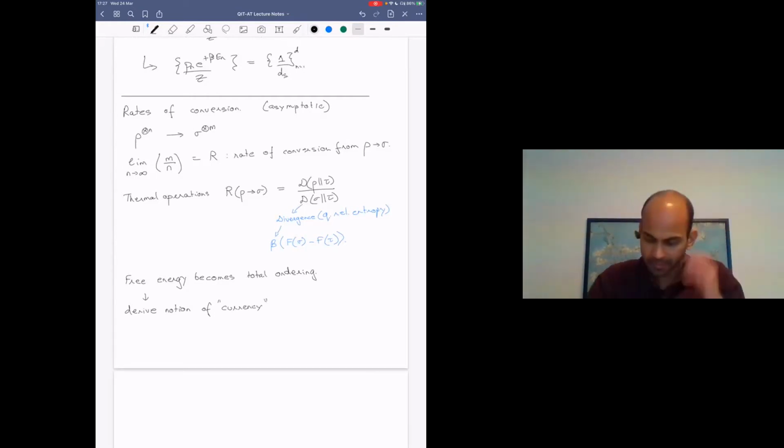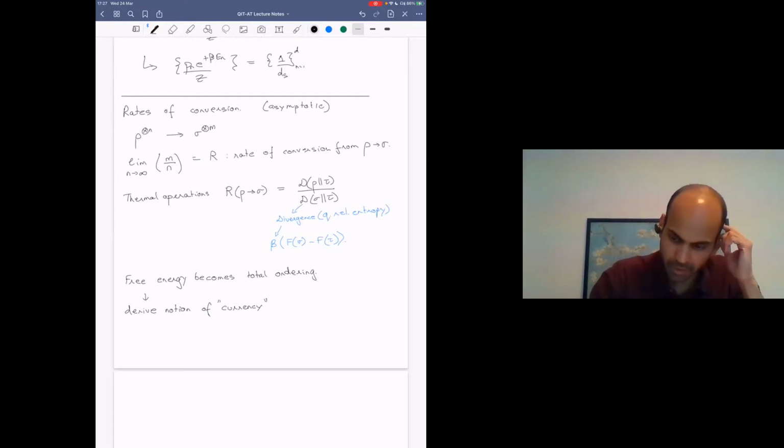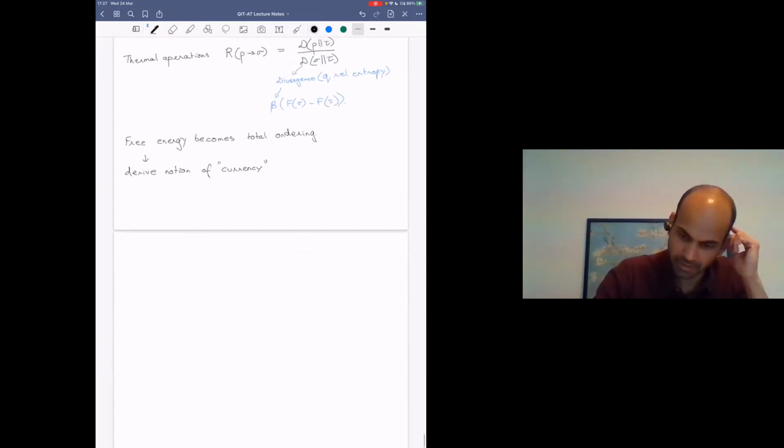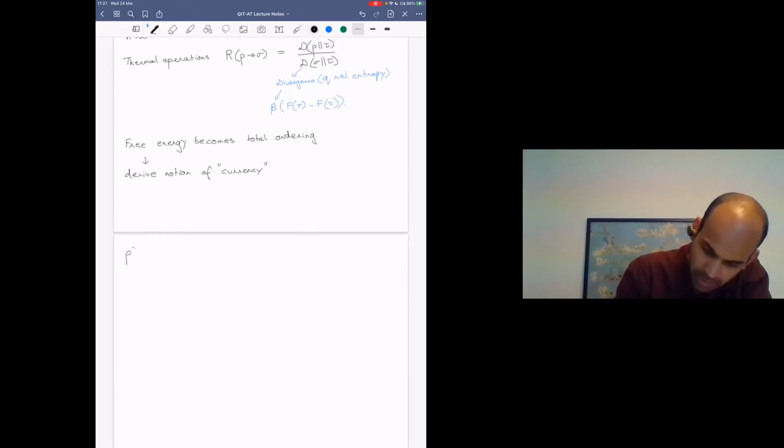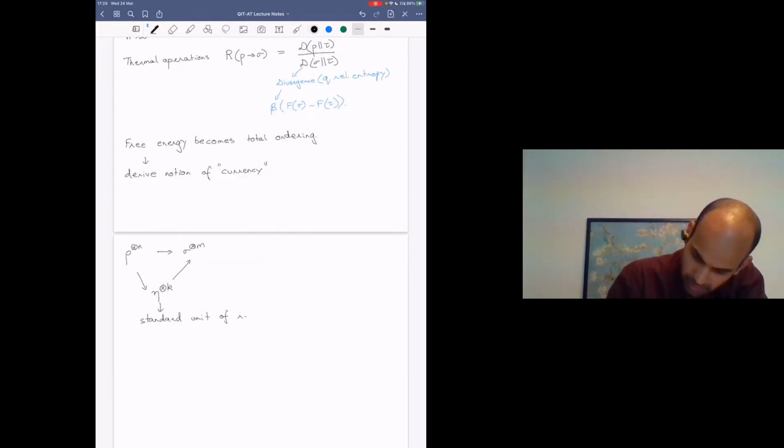which is the following. What you can do is, instead of considering that rho tensor n goes to sigma tensor m, you consider that rho tensor n you can convert to some, well, let's call it eta tensor k, and this goes to sigma tensor m, where this is somehow a standard unit of the resource.